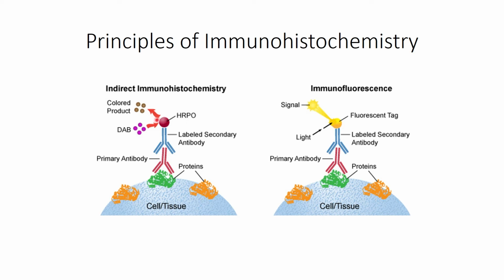But instead of using horseradish peroxidase, here we have a fluorescent tag. So this is a fluorescent molecule. When you shine in light, it will then emit light, and that's the signal. So this cell will now glow because it is labeled with this fluorescent tag.